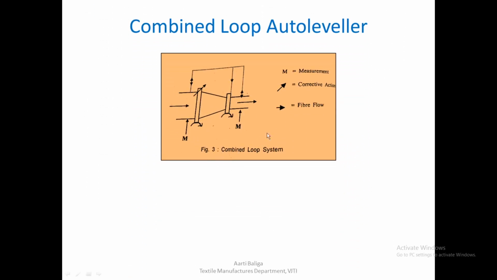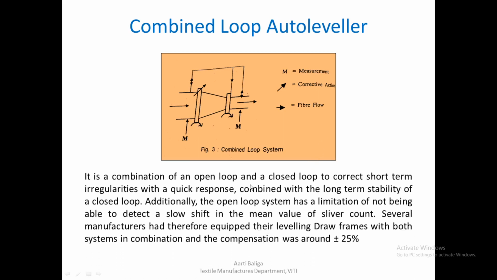So now we come to the last type of auto leveler, that is a combined loop auto leveler. In this case, we can see that there are measurements taking place at two places, both at feed as well as the delivery. The correction takes place again only on the middle roller of the main drafting zone. So it is a combination of open loop and closed loop to correct short-term irregularities with a quick response, which is a feature of an open loop system, and it combines with the long-term stability of a closed loop auto leveler. So both the plus points are combined together to give us the combined loop auto leveler.